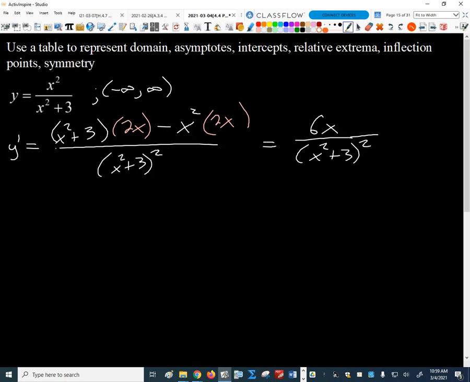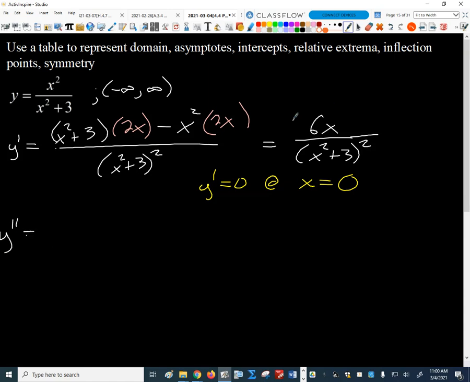Okay, good. The bottom is never zero, is it? Where is our first derivative equal to zero? y prime equals zero at x equals what? Okay, I'm seeing lots of zeros. Everybody agree? The numerator is zero when x is zero. So we got critical numbers. Let's calculate the second derivative.